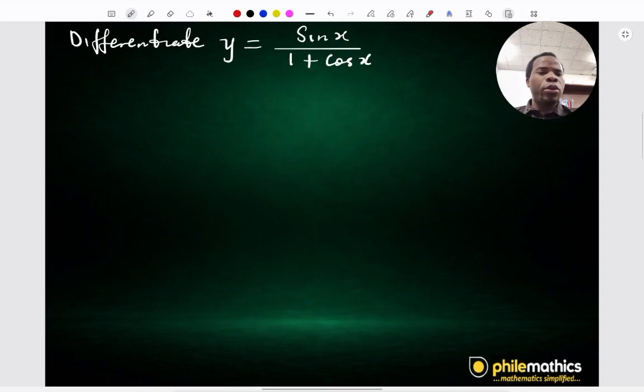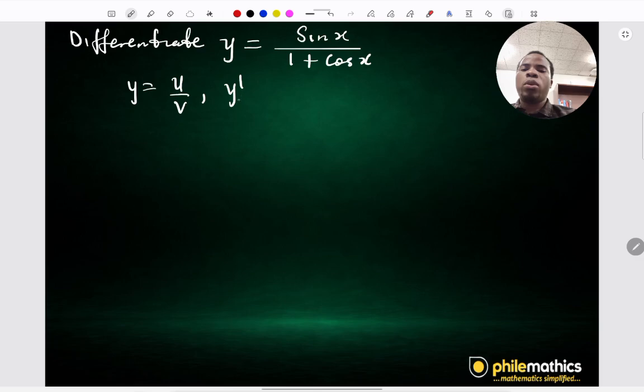In this video, we are going to look at how to differentiate this quotient that comprises trigonometric functions. So the first thing you want to think of is the quotient rule. The quotient rule says if you are given y as u over v, then y prime, which is dy/dx, will be v du minus u dv over v squared.